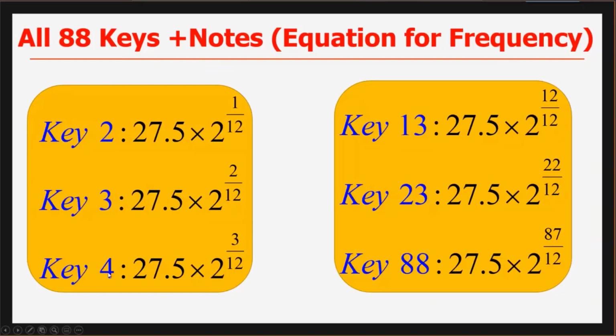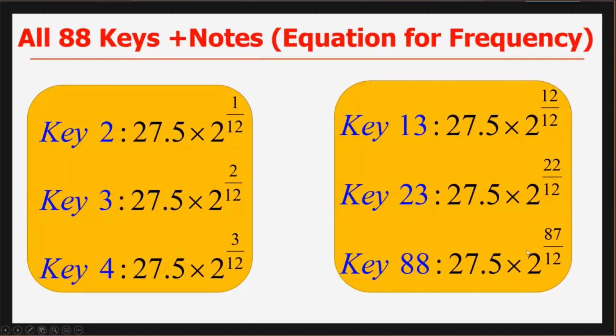So if you notice, if it's key number 4, it's 4 minus 1, which is 3, my numerator for the fraction part of the power. So the fraction part of the power is always 1 less than the key number. And when I say it's 1 less, it's the numerator that I'm referring to. So if I go to the very last key, which is 88, the frequency for the 88th key would be 27.5 times 2 to the power of 87, which is 88 minus 1, divided by 12.